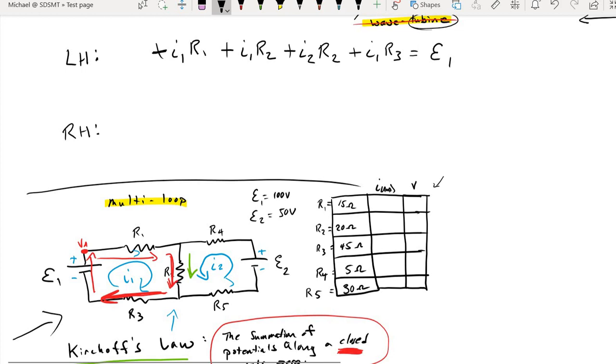Okay, well, I know what all the resistor values are. I know what EMF 1 is, but I don't know what either of those current values are. So we have one equation with two unknowns. That's not a good situation to be in. So what do we do? We go get more information. We make another equation, and that equation is going to come from the right-hand loop. So for the right-hand loop, clean this up again.